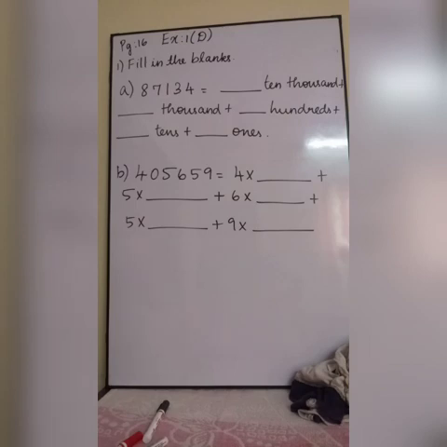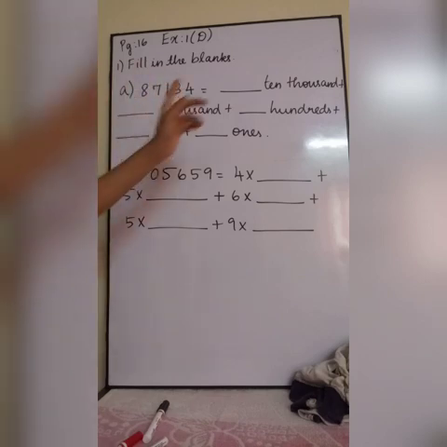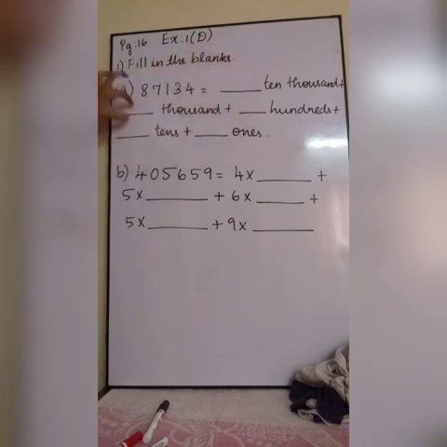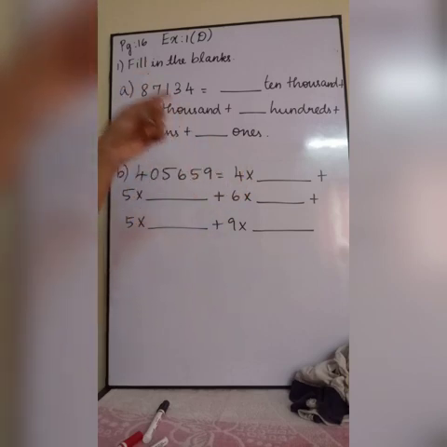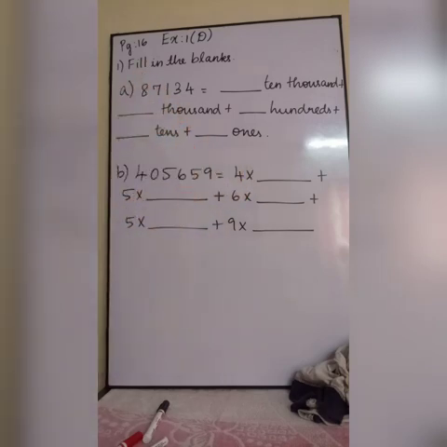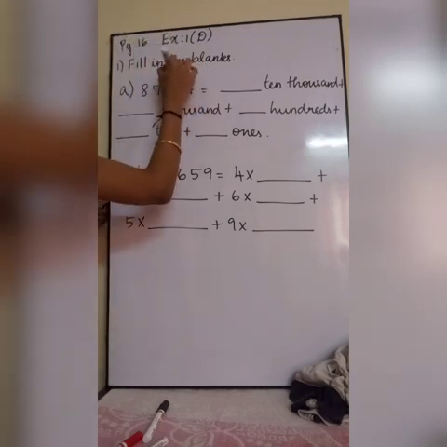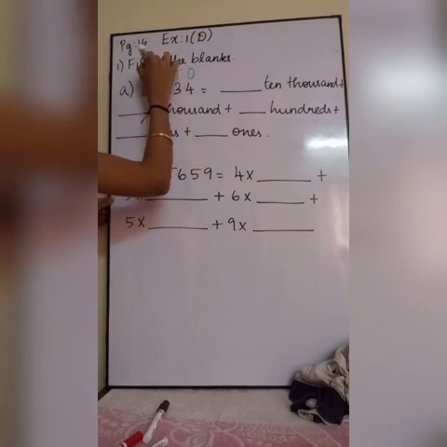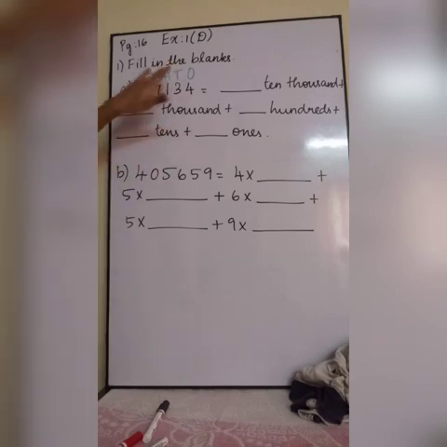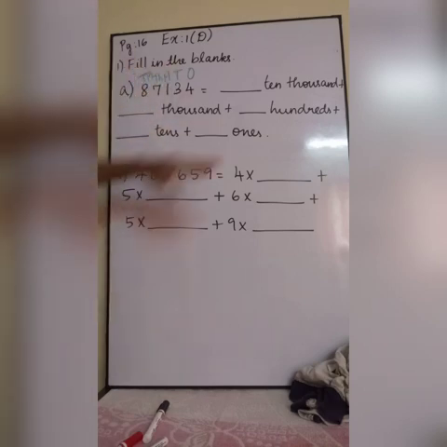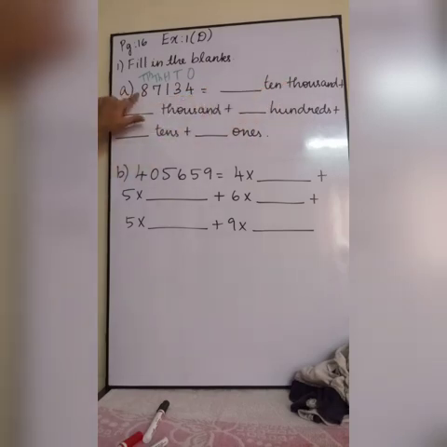Now I am going to fill in these blanks. So the question is 87,134. They have given the expanded form, but these dashes are missing. For an expanded form like this, what will you write first? I will write the place value for all these numbers. So ones, tens, hundreds, 1,000, 10,000. So in the 10,000 place, what number should be there?